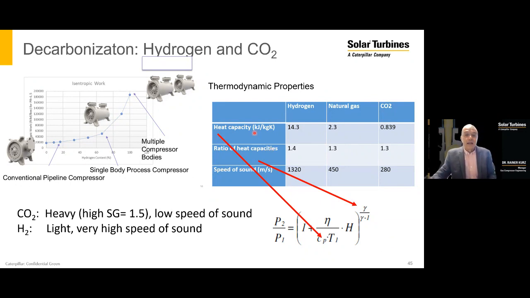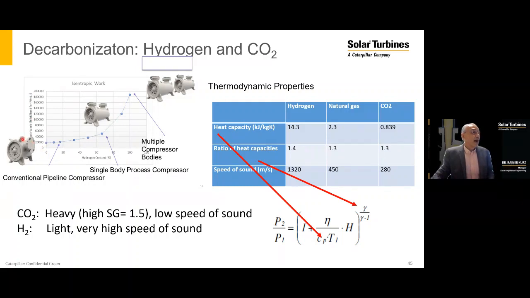And hydrogen actually has a very high heat capacity. CO2 has a relatively low heat capacity. And that basically means nothing else but that, in order to maintain a certain pressure ratio, I need a lot of work with hydrogen, and I need less work with CO2. If we, for example, take the operation at a given pressure ratio, in this case, I just used 1.5.